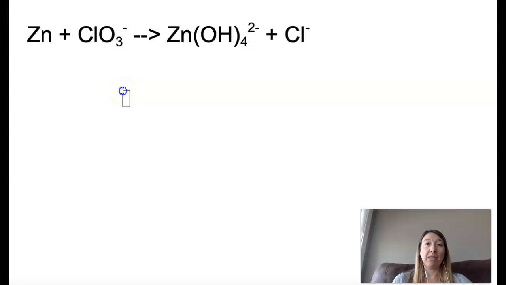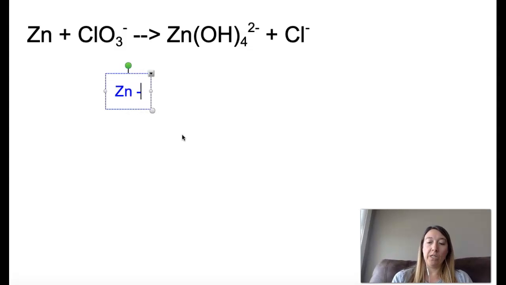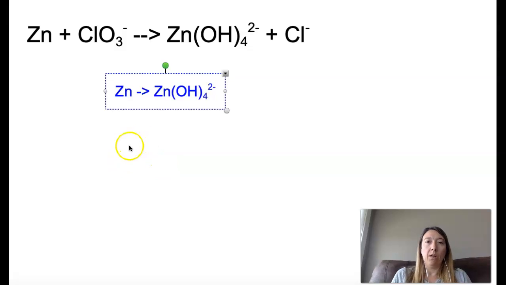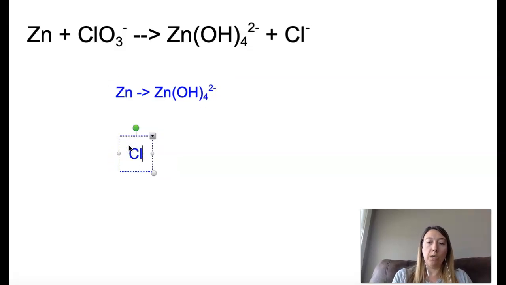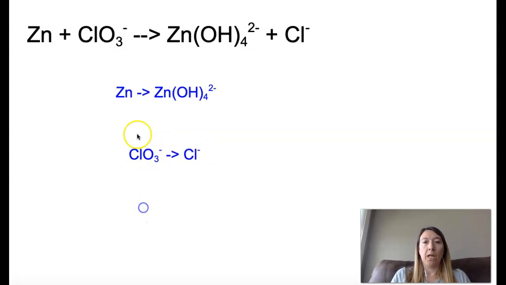But basically, it's the exact same thing, right? So we start by splitting. So the zinc is going to go into an equation with that zinc OH over the 2 minus. Okay, and then that ClO3 minus is going to go into an equation with the Cl minus. Okay, so we have that.